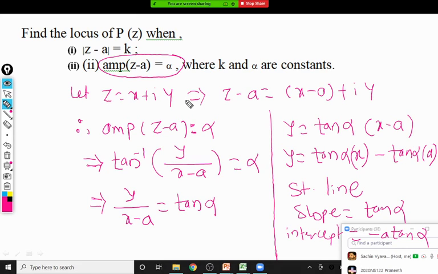Tan inverse y by x. What is the argument of z minus a, or amplitude of z minus a? It is tan inverse y upon x minus a, no? Yes, sir. That's one. This is just we are using the definition of argument.